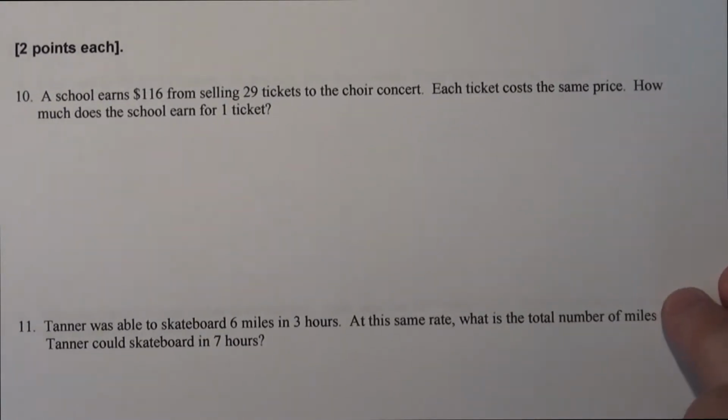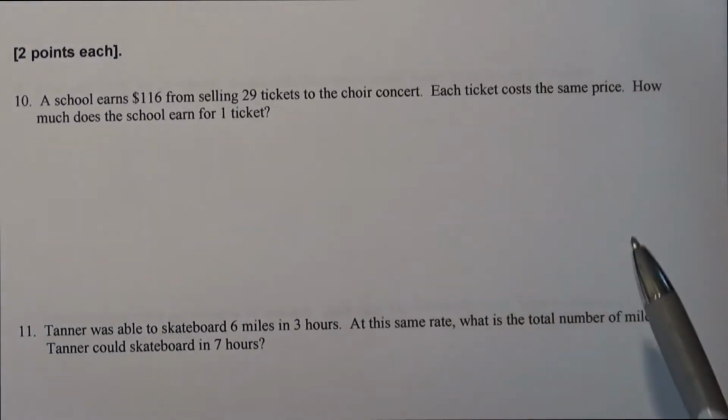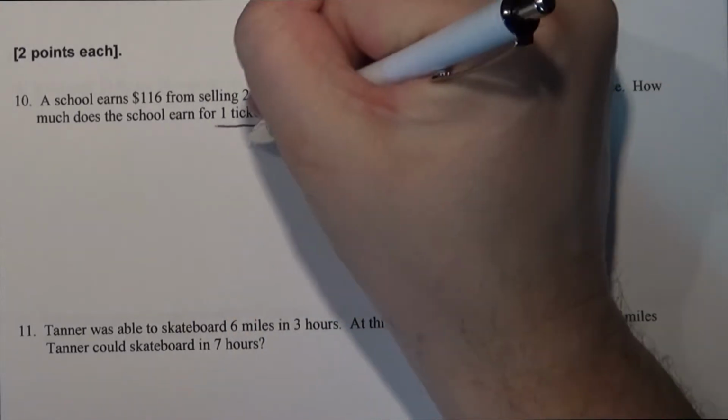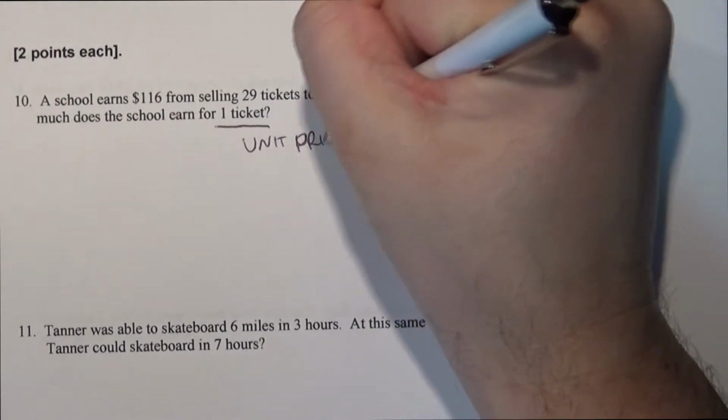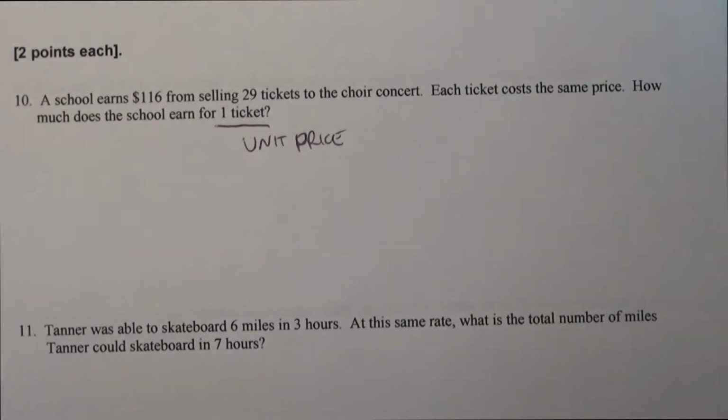Now here is a great example where maybe unit rates could come in handy. So let's look at it. A school earns $116 from selling 29 tickets to the choir concert. Each ticket costs the same price. How much does the school earn for one ticket? We really want to think one ticket is going to be our unit price, or our unit rate.